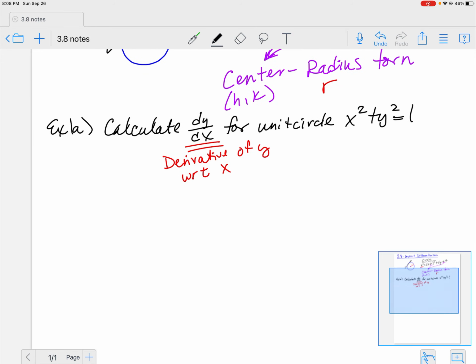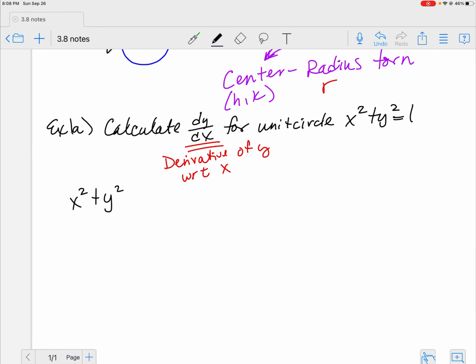Okay, so now I have x squared plus y squared equals 1. When you do implicit differentiation, the reason why notation is so incredibly important is because I'm going to take this derivative here of x squared. But because I'm taking the derivative with respect to x, we just straight up take that derivative.